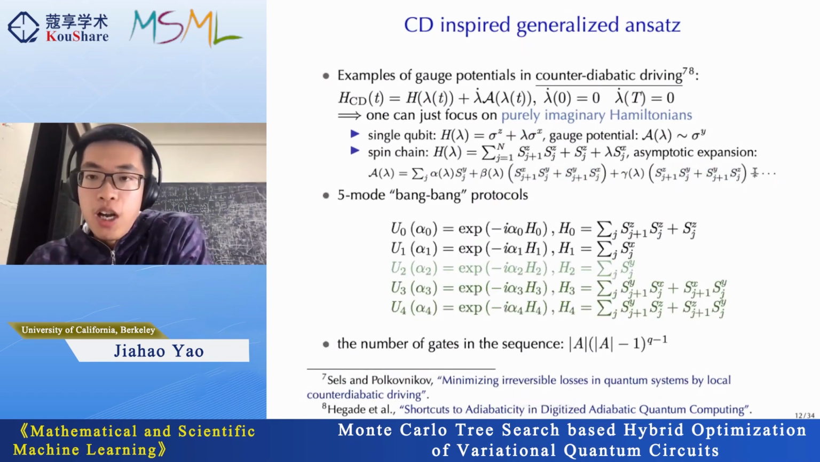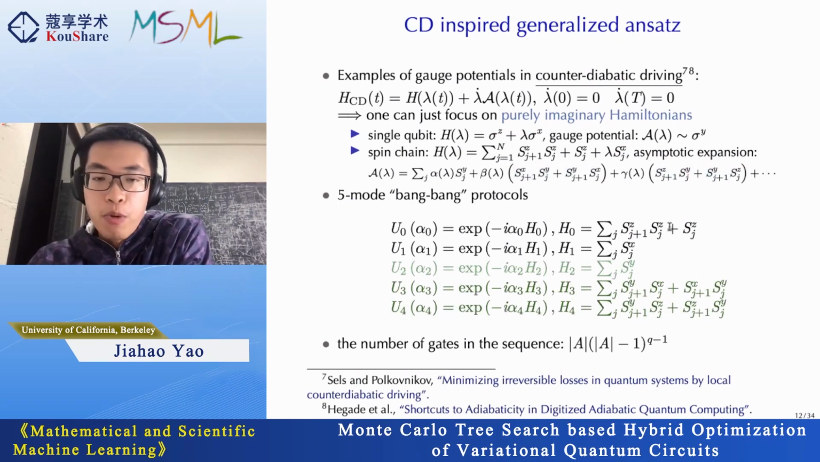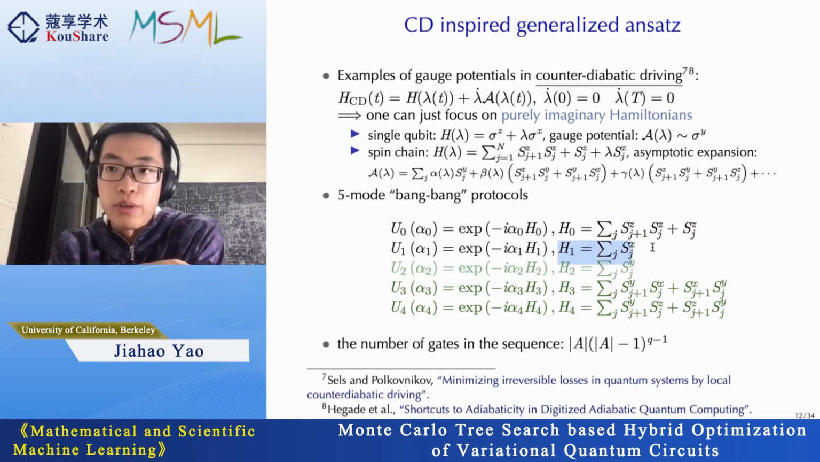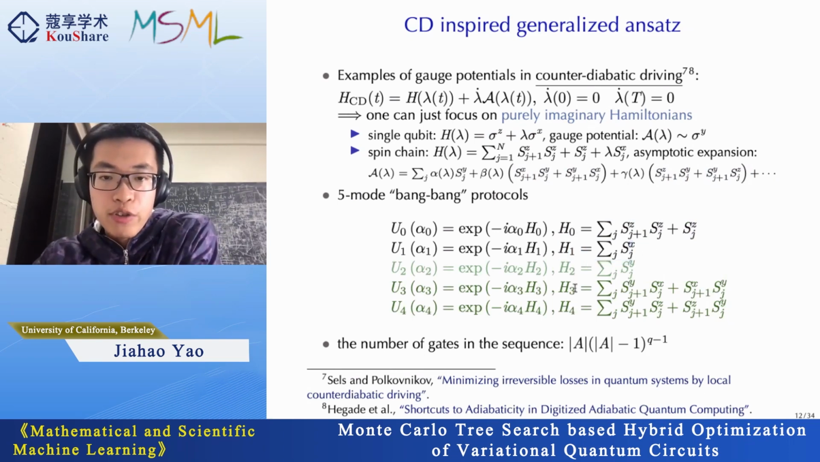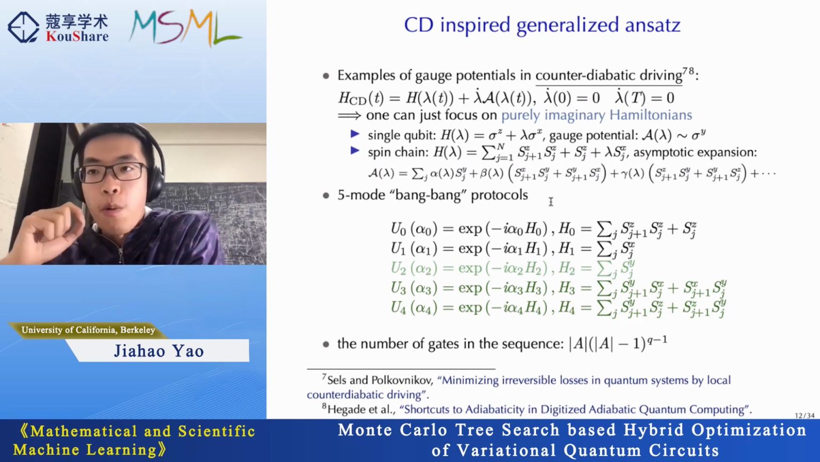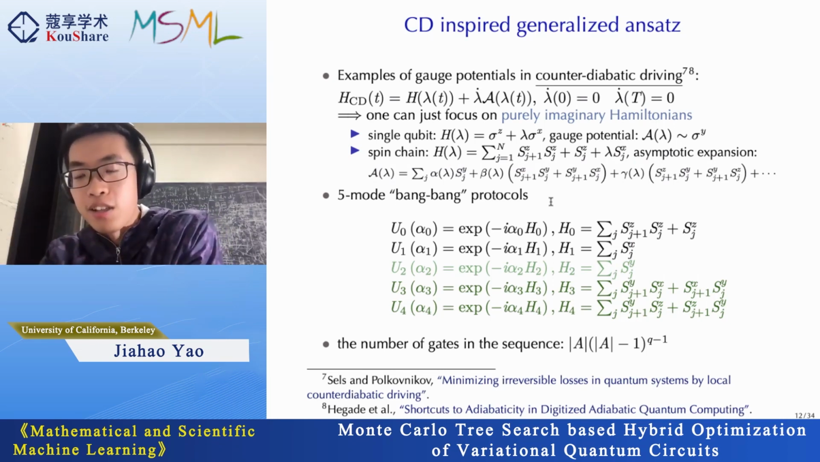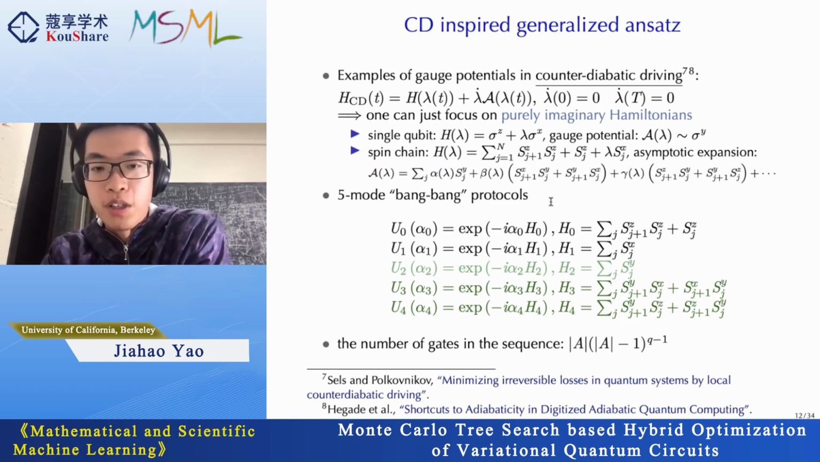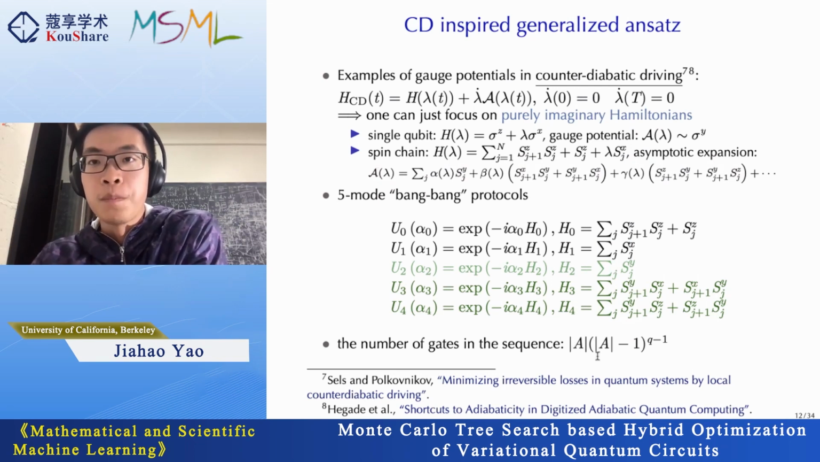For example, in the spin chain case, the first two terms come from the original Hamiltonian, we split into two parts, and the H2 and H4 come from the CD driving term. In this way, the CD driving gives us extra Hamiltonians, and we put them into the generalized QAOA ansatz in order to make our ansatz more expressive. But again, the problem here is that it's a hard problem because it grows exponentially with respect to the size of the Hamiltonian pool.